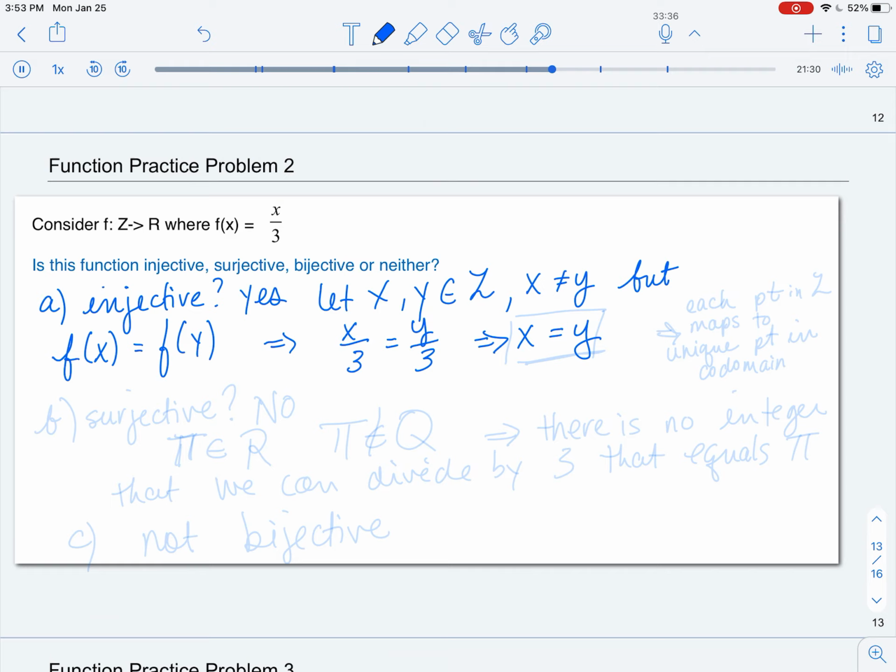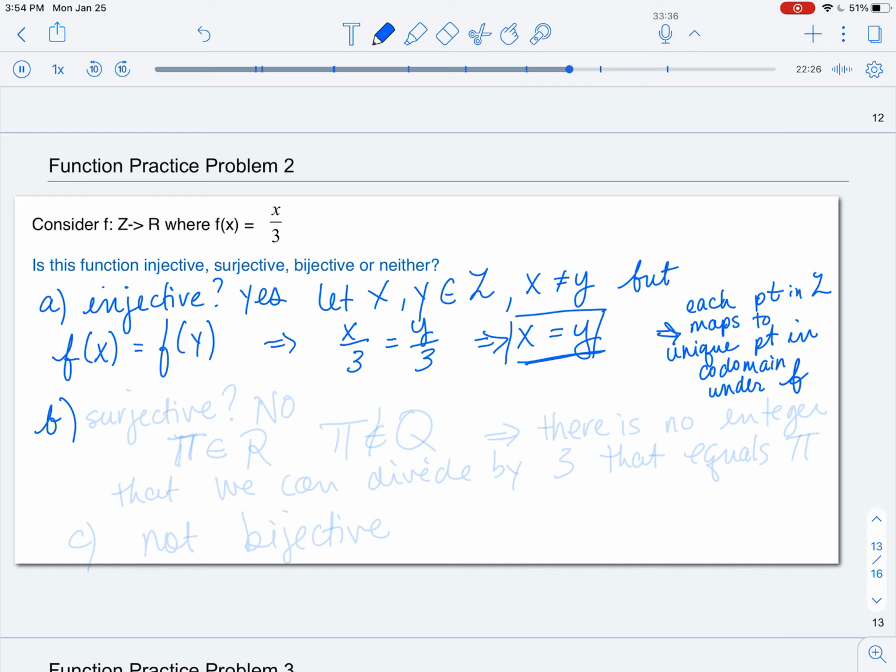So here we can see that if 2 points map to the same point in the codomain, then they're actually equal. So that means that each point maps to a unique point in the codomain. Okay, so it's injective. And if we were being more formal, we could just say, oh, we've derived the contradiction, so that would also settle it.